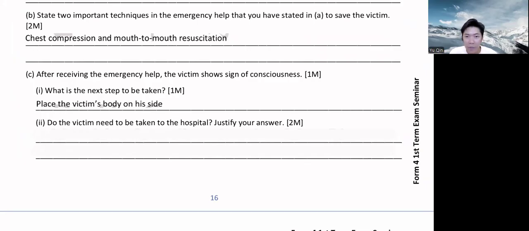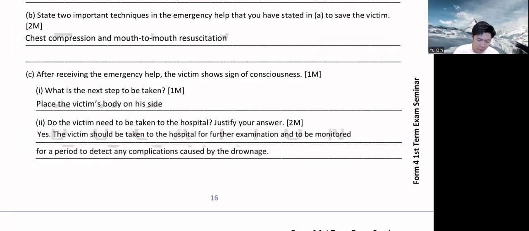Does the victim need to be taken to the hospital? Justify your answer. Of course, you still need to go to the hospital. So yes. The reason is you want to see if there are any further complications, anything else that needs attention. This one sounds a bit too long, so you can just say yes, taken to the hospital for further examination. You can actually stop at examination.